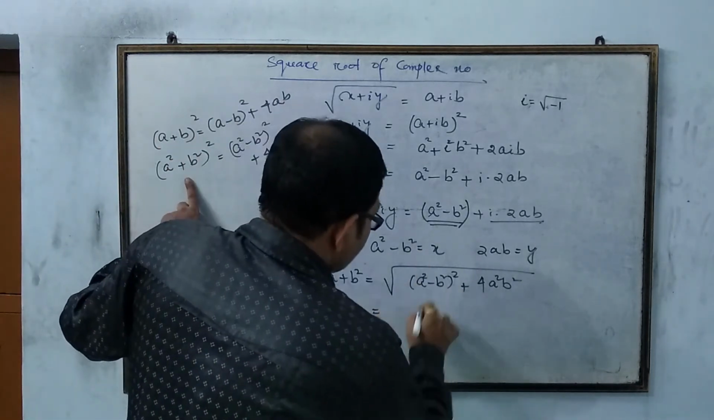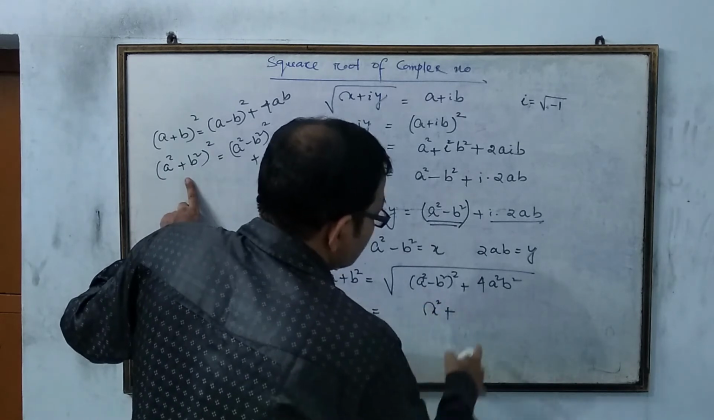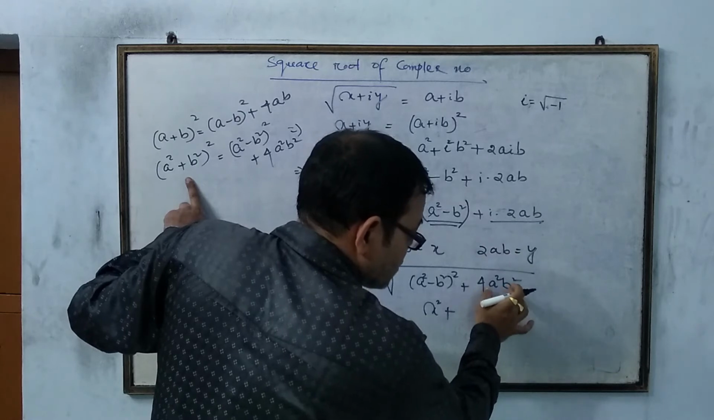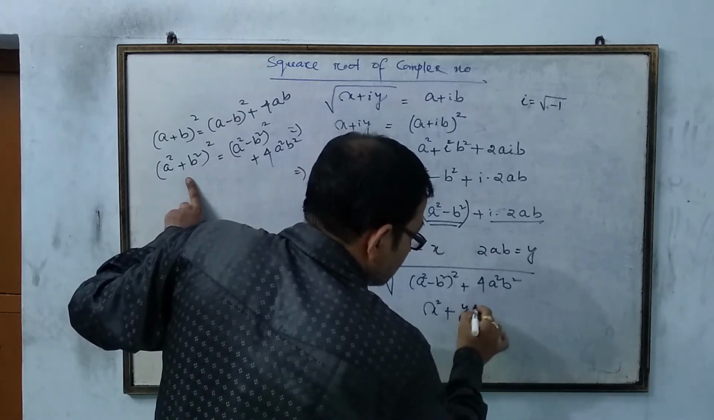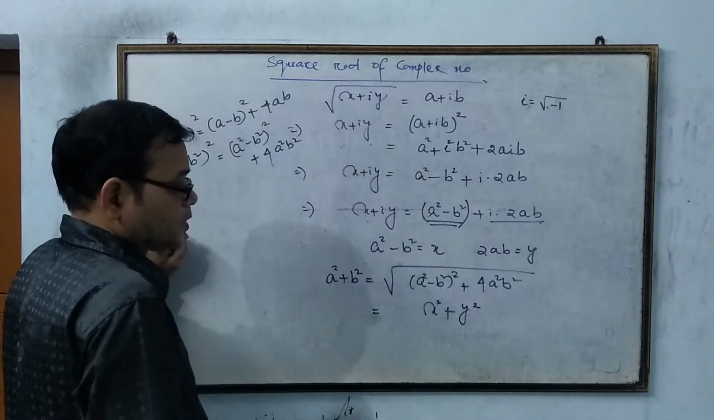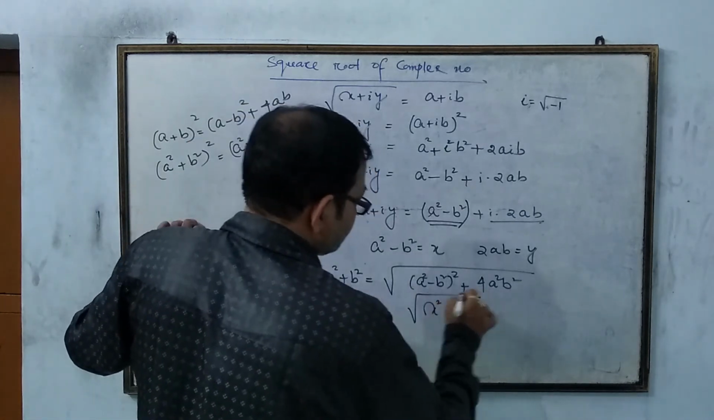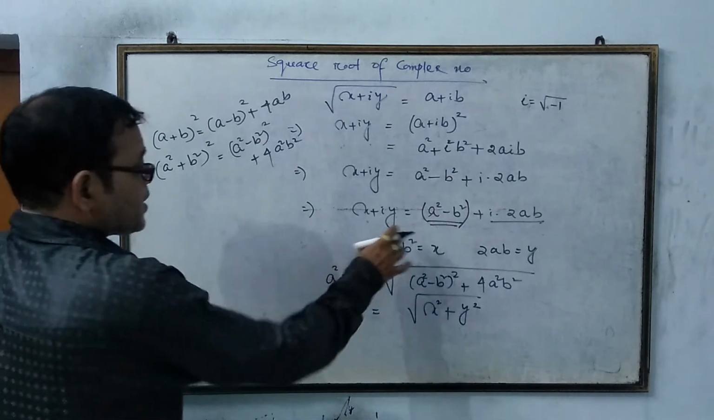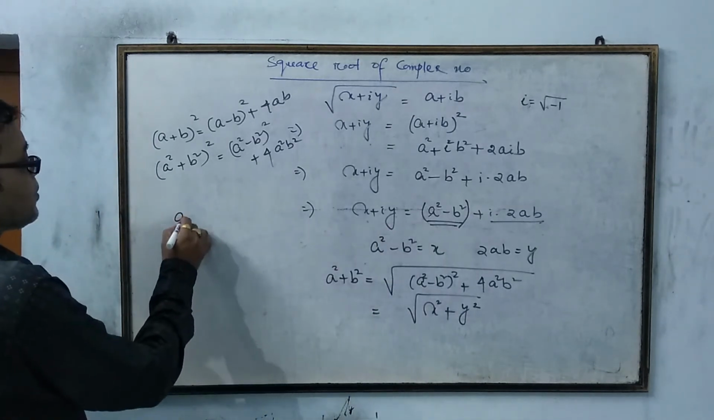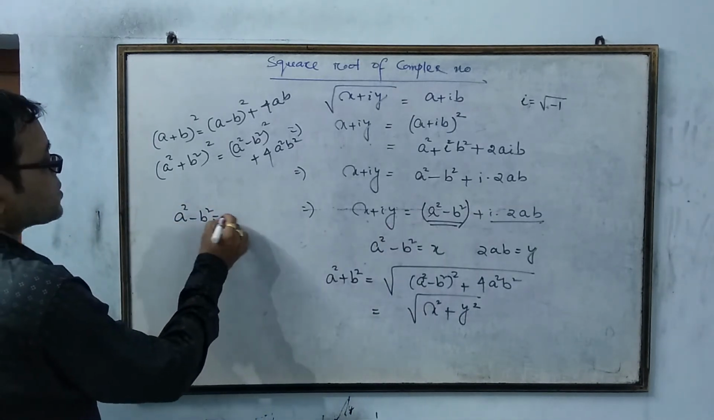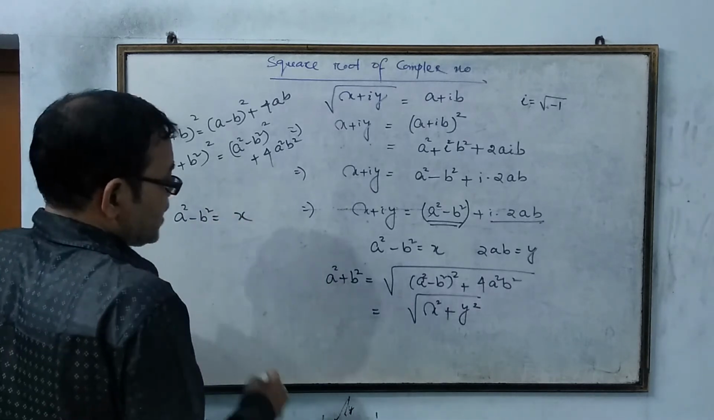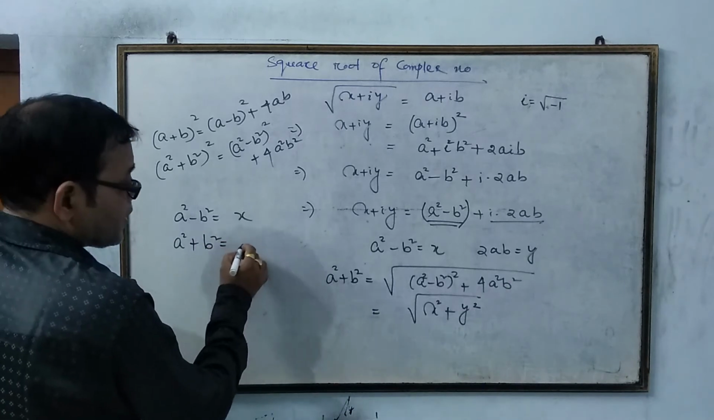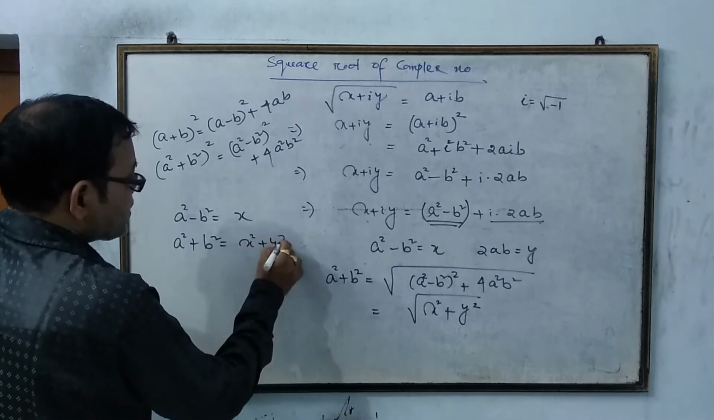So, a square minus b square is x square. Here, 4a square b square is (2ab) whole square, so it is y square, all under the root. We got a square minus b square as x. And a square plus b square is equal to root over x square plus y square.